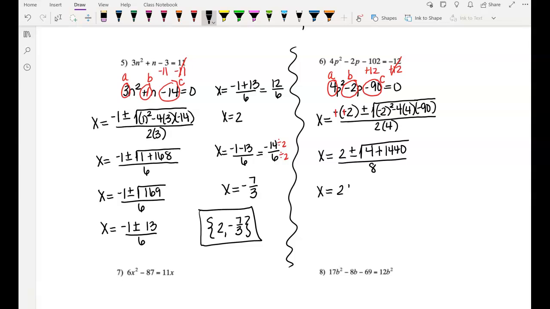X equals 2 plus or minus the square root of 1,444 divided by 8. And what is the square root of 1,444? 38. So x equals 2 plus or minus 38 divided by 8.